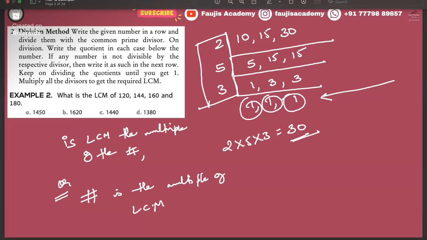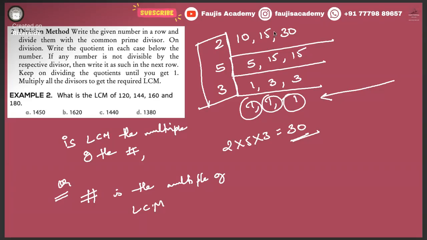Is LCM the multiple of the numbers, or is the number a multiple of LCM? Think about it fast and tell me. Otherwise, people will say my classes are slow. Veer, Balaji, what do you think? Is LCM the multiple of the numbers for which you are finding the LCM, or is the number itself the multiple of LCM? Which one is the right answer?